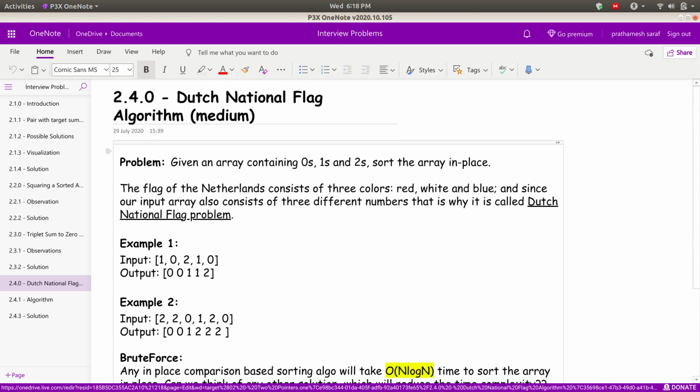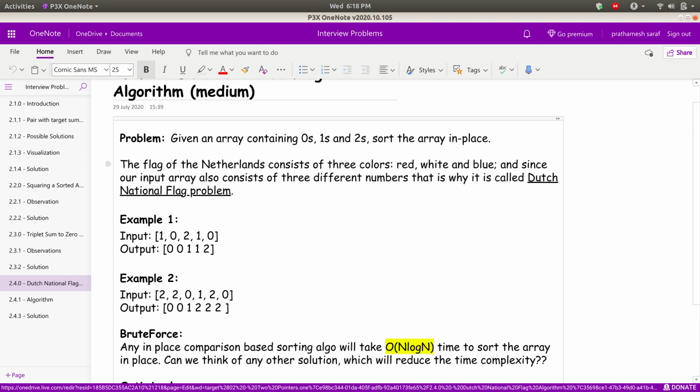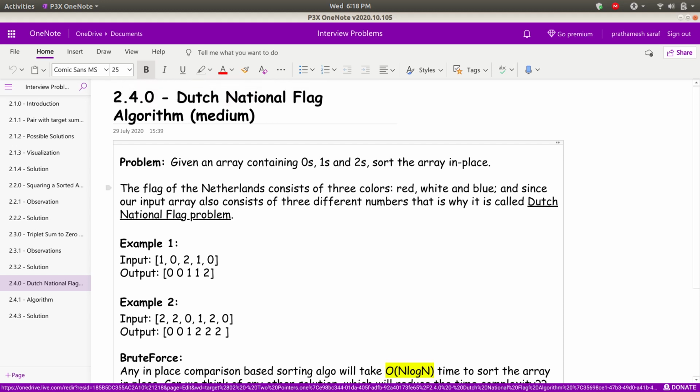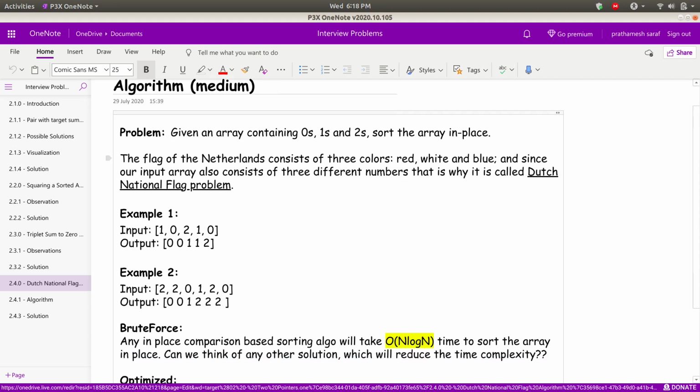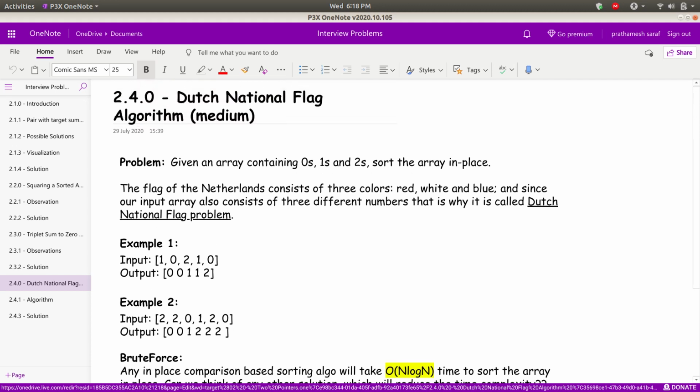But what's the relation of that with the Dutch national flag? It is the flag of the Netherlands, which consists of three colors, that is red, white, and blue. And since our input array also consists of three different numbers, that is why it is called the Dutch national flag problem. So nothing as such, but just a story behind it.